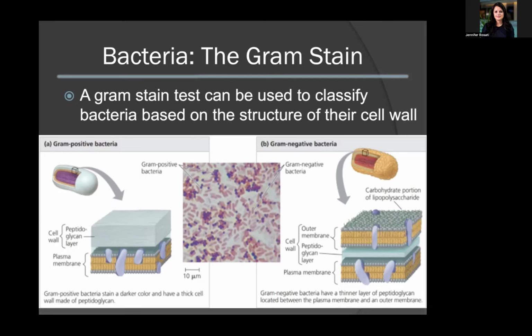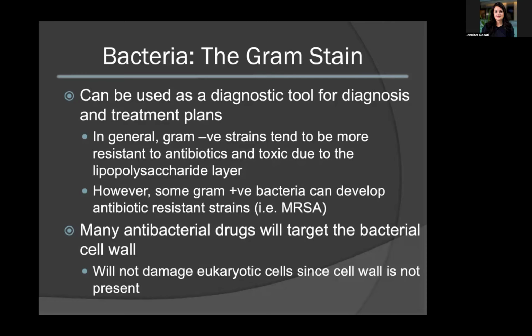The Gram stain can be used as an important diagnostic tool for both diagnosis and treatment plans. Gram-negative strains tend to be more resistant to antibiotics, and they can also be toxic due to the lipopolysaccharide layer. Some Gram-positive bacteria, however, can also become antibiotic resistant, such as the MRSA strains. Many antibacterial drugs that may be prescribed are aimed to target the bacterial cell wall. This is important because they will not cause damage to eukaryotic cells since the cell wall is not present.